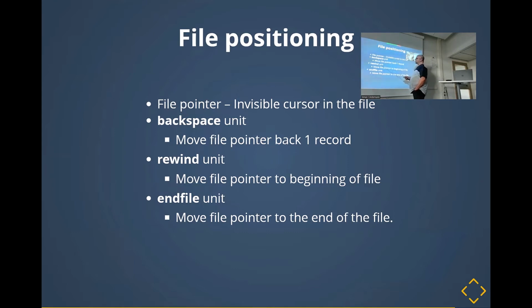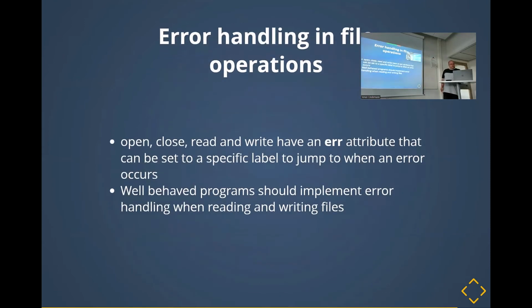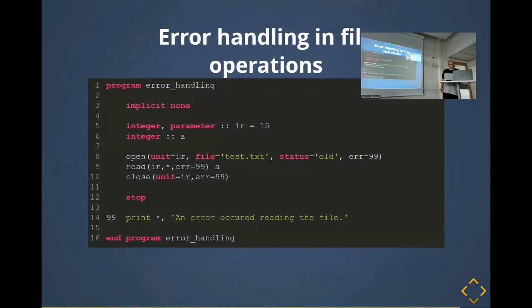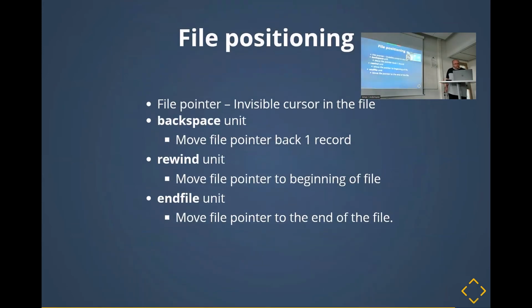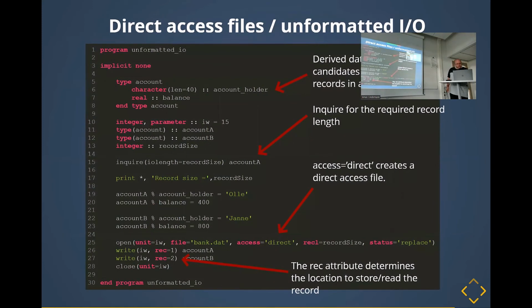Rewind means that you go back to the start of the file. You can also move the pointer to the end of the file. For example, if you want to add something to the end of the file, you can do endfile unit, and it will move the pointer to the end, and you can continue adding records to it. But it can go completely back and forth. I thought I had an example of that, but there should be examples in the source code of the library that you get.